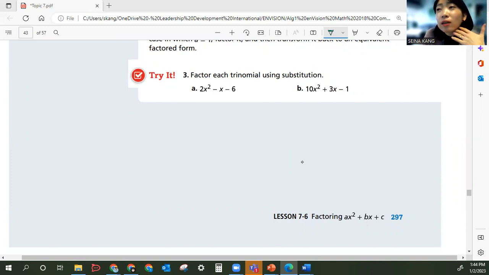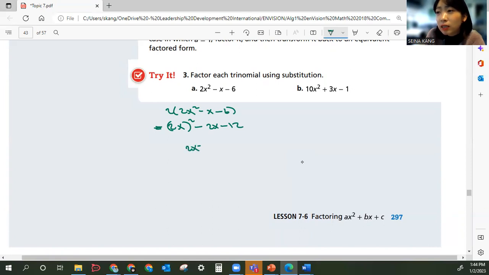So first we're going to multiply by the coefficient a, which is 2 in this case, okay? So you have 2 times the whole thing, 2x squared minus x minus 6. And that's going to give you (2x) squared minus 2x minus 12. And then we're going to assign a variable. Let's say 2x is equal to y. Okay. And then we're going to substitute y for 2x. So we have y squared minus y minus 12.